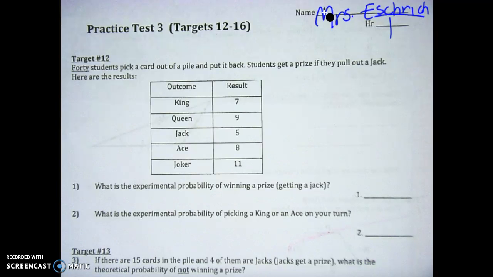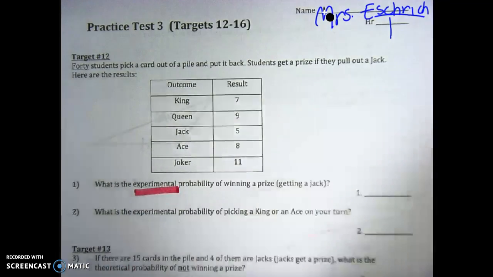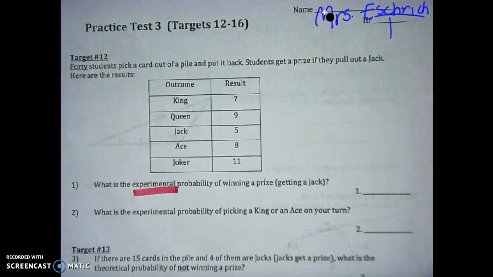Okay, let's look at target number 12. 40 students, do you see 40 students? Pick a card out of a pile and put it back. Students get a prize if they pull out a jack. Here are the results. King, they pulled out 7 out of 40. Queen, 9 out of 40. Jack, 5 out of 40. Ace, 8 out of 40. And Joker, 11 out of 40. Okay, what is the experimental, let's underline experimental, probability of winning a prize getting a jack?